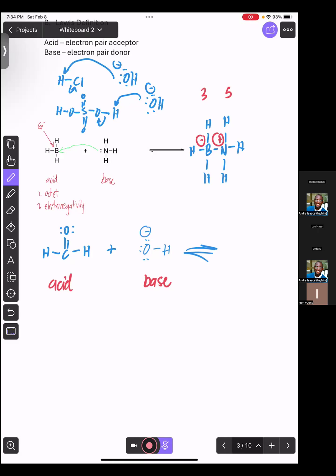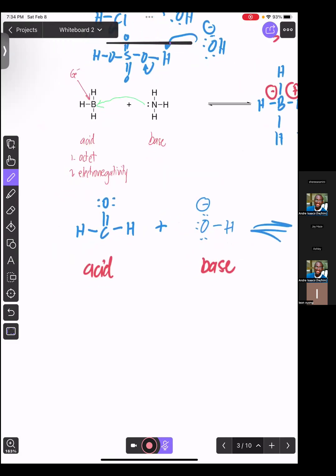And so we have three different types of atoms in this molecule. We have H's that are identical, we have a carbon, and we have an oxygen. The question is, which of them will accept the electrons? In order to do that, let's go through the process. Let's look at the octet first. Does any of these atoms not have an octet?